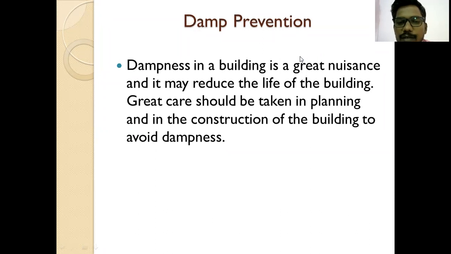Then whatever walls we are going to construct, we have to take proper care, meaning whatever joints are there, we have to fill with proper material. As well as the surfaces of the external walls should be concealed ones, and if we consider that, then we will be able to prevent dampness.